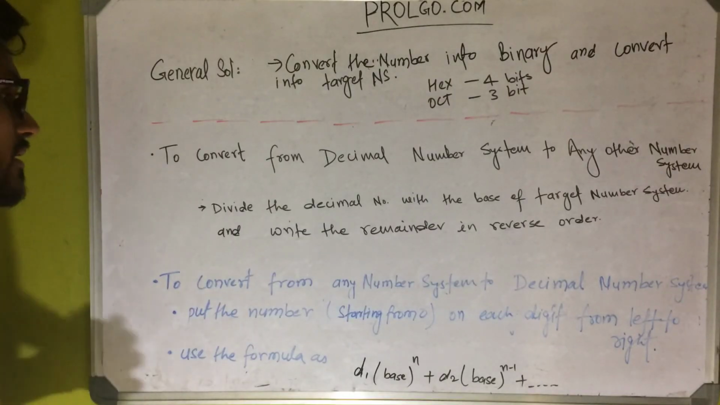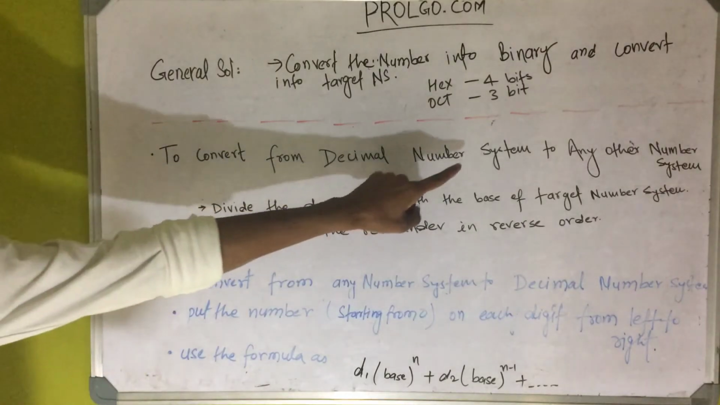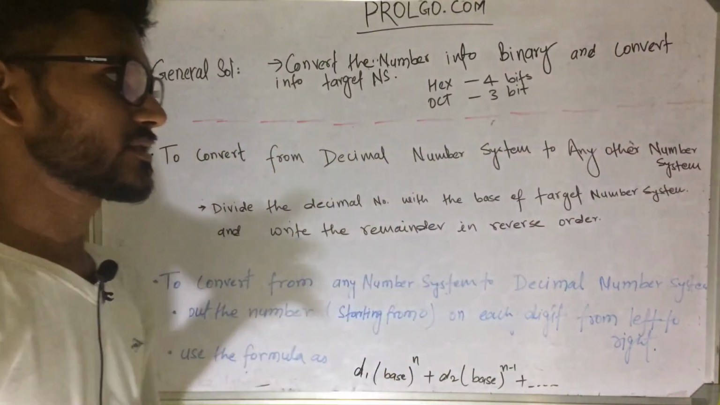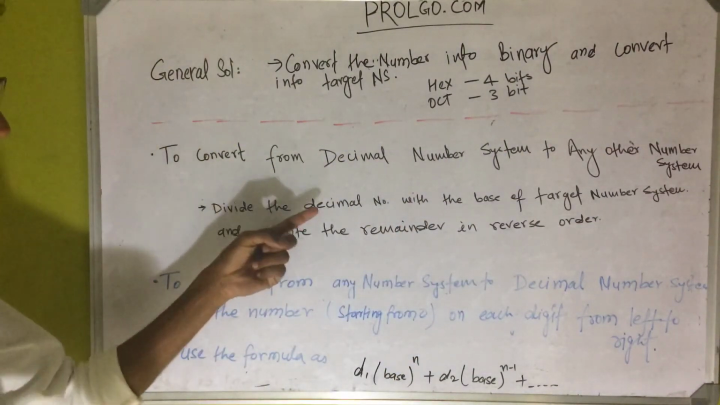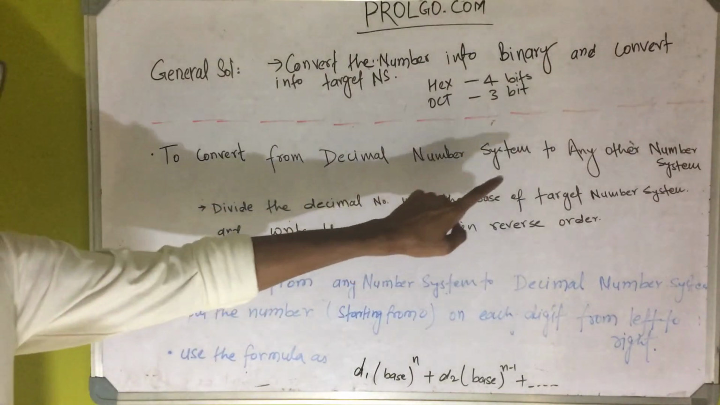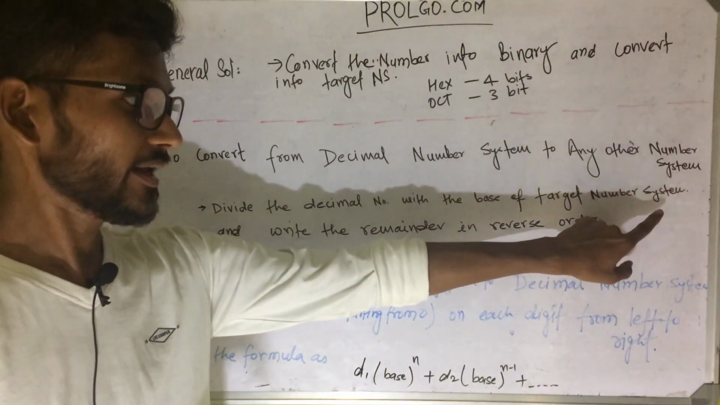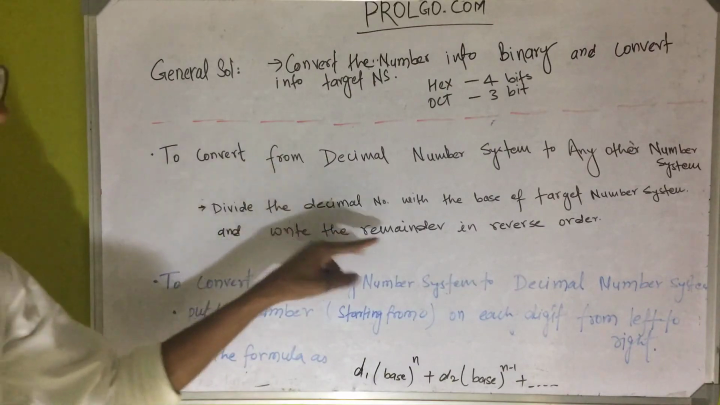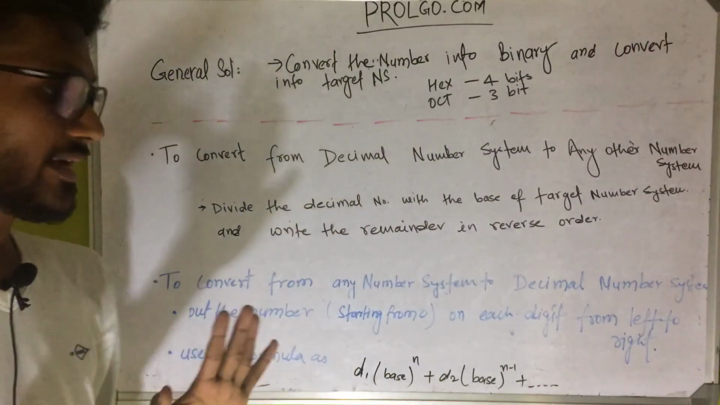Let's summarize this. To convert from the decimal number system to any other number system, what is the rule? Divide the decimal number by the base of the target number system, correct? And then write the remainders in reverse order, correct?